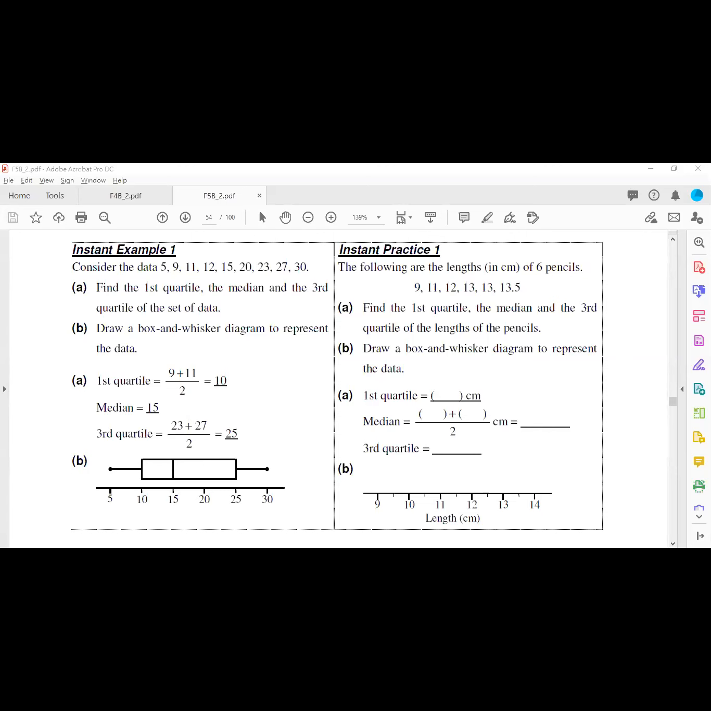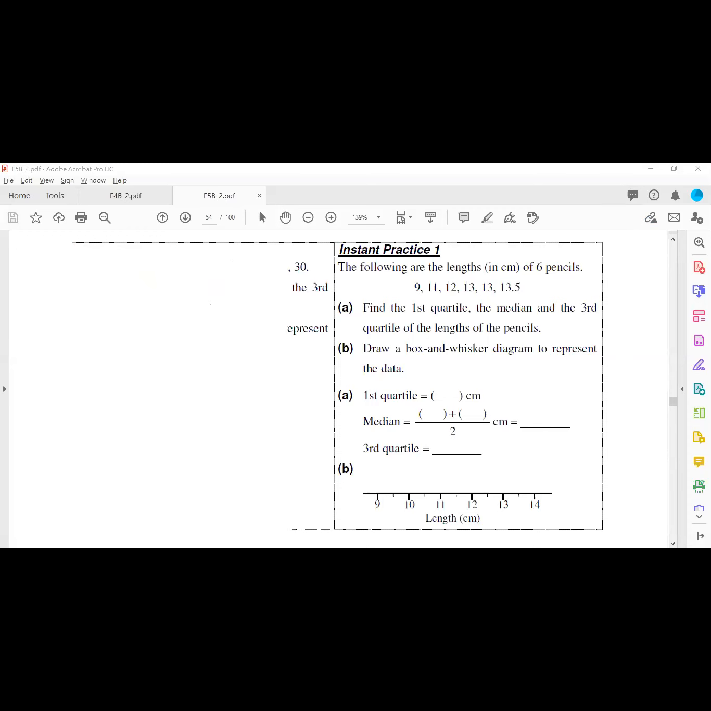好，我見到有好多同學有一個位錯咗嘅，我呢度講一講先，好嘛？IP one。The following are the lengths in cm of 6 pencils. So we have 9, 11, 12, 13, 13, 13.5. Find first quartile, median, third quartile, Q1, Q2, and Q3.